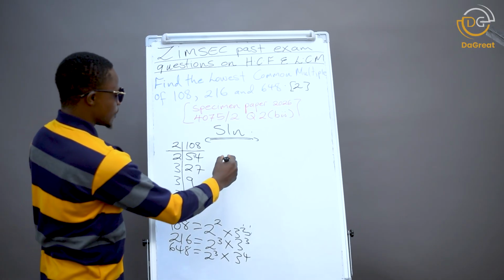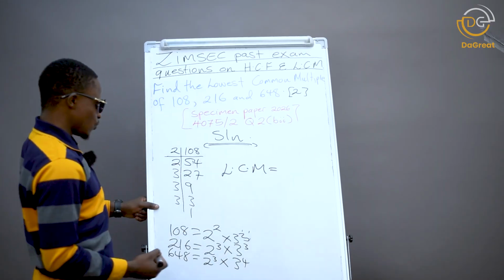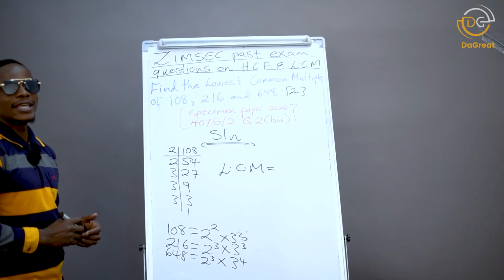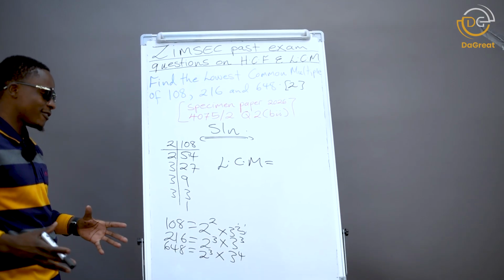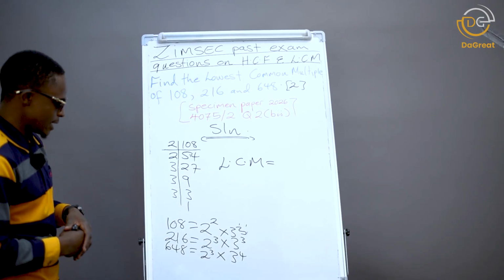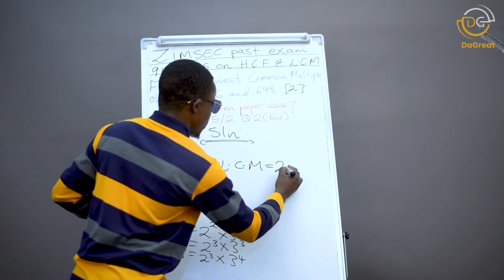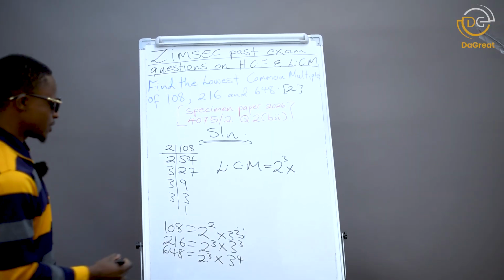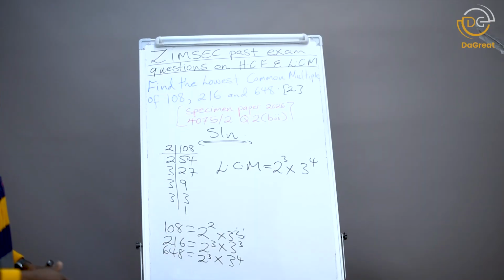Right, we have expressed our numbers as a product of their prime factors in index form. What remains is the LCM. By LCM we are going to pick the highest power of each and every factor involved. For the numbers that are common, we consider all the factors but take the highest power. So we have 2 to the power 3, times 3 to the power 4.